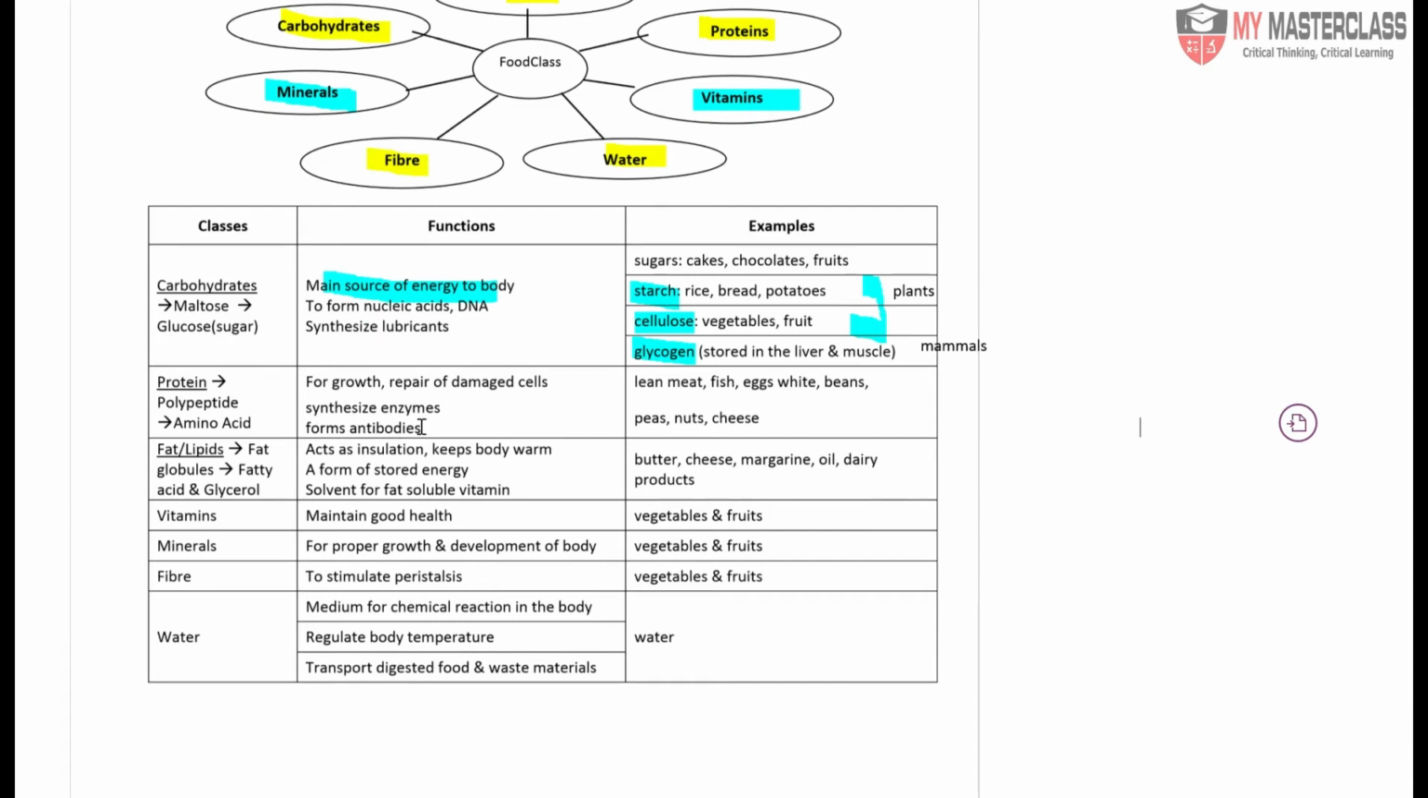Recall that antibodies are a component produced by the white blood cells, which help to fight pathogens, which help to fight your bacteria and your viruses. That is a recap from an earlier chapter.